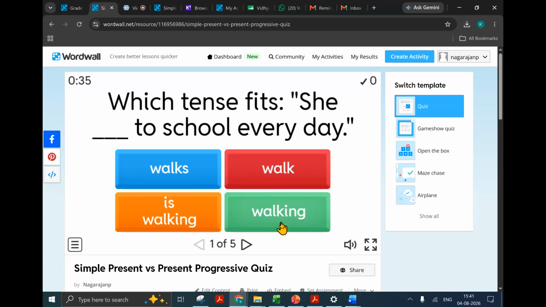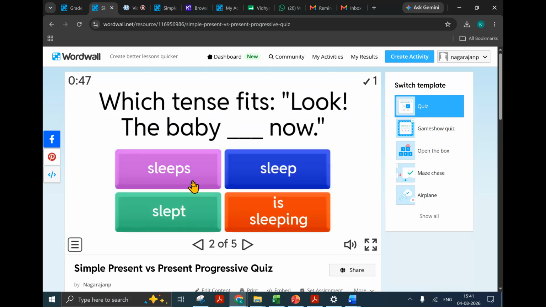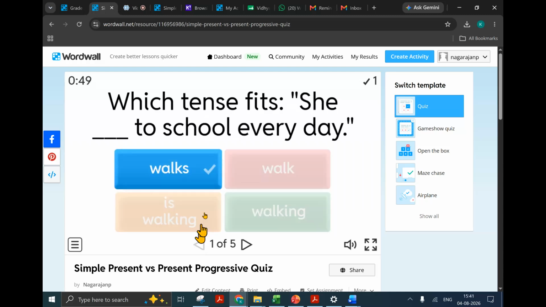Regular habit is simple present. You will indicate it as walks. She walks to school every day is the right answer. Okay na? Inkokasari chudandi. She walks to school every day because it is a routine. It's a regular habit. So it is simple present. Next.